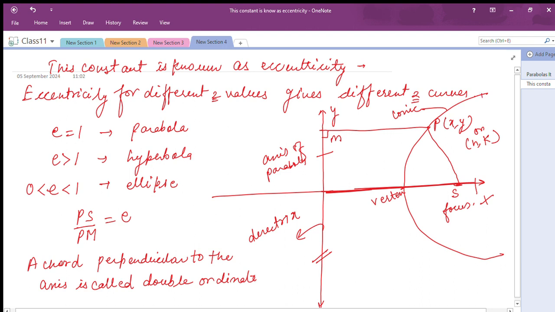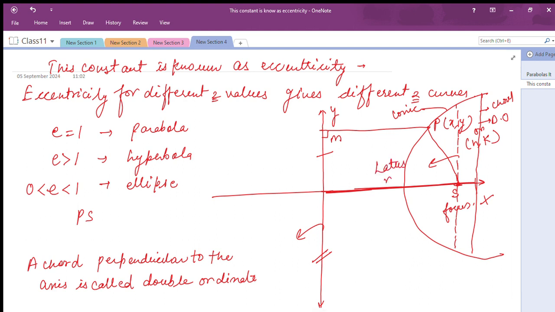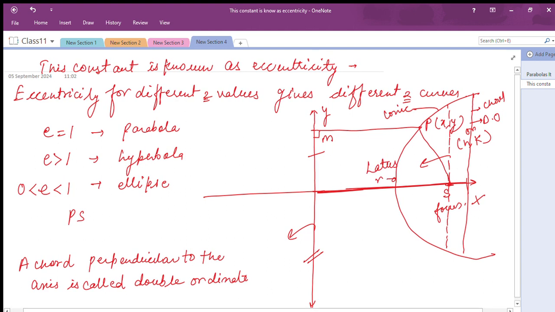Perpendicular to the axis, this is the chord. So it is perpendicular to the axis, so it is called a double ordinate. And then what is the focus? In particular, the double ordinate going through the focus, we can say that it is a latus rectum. So this is the whole definition of the parabola.